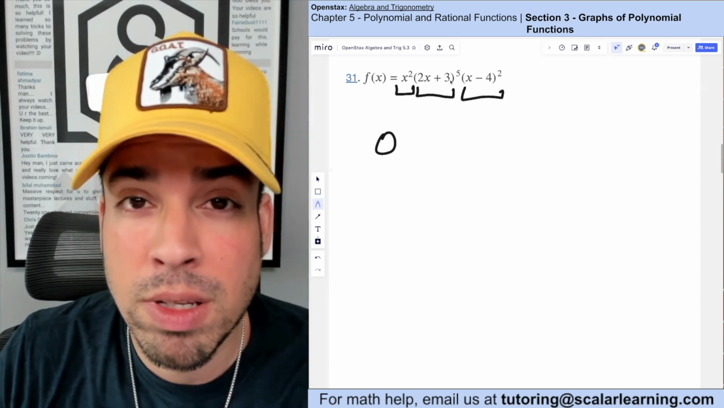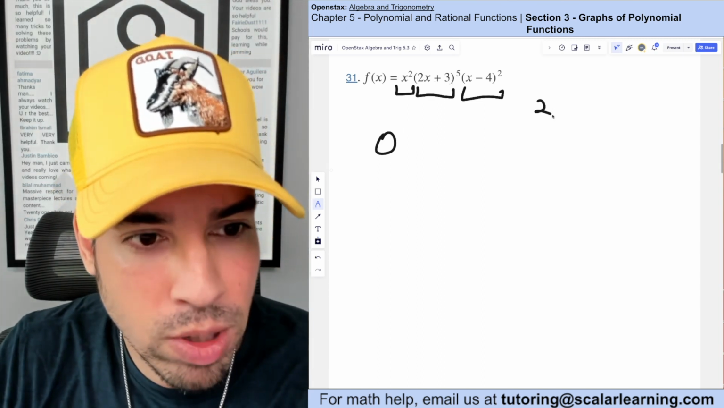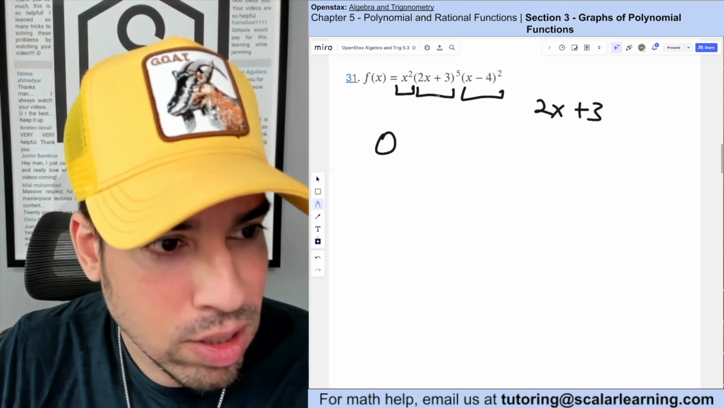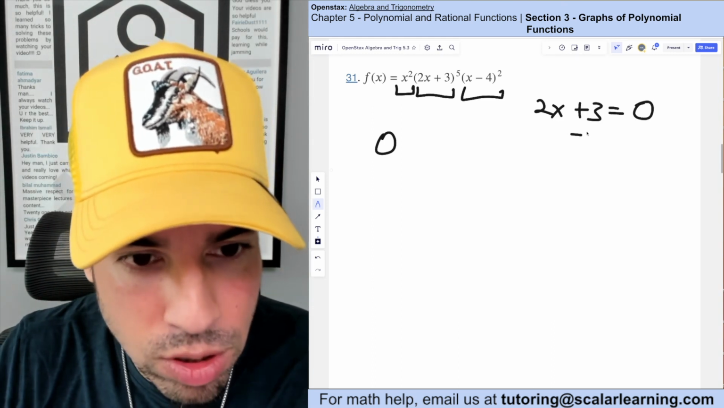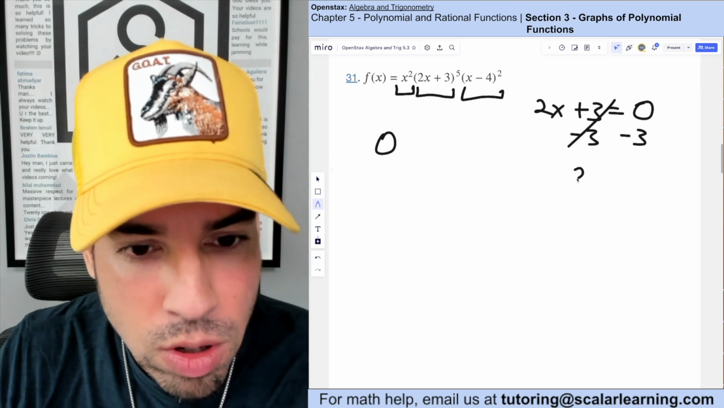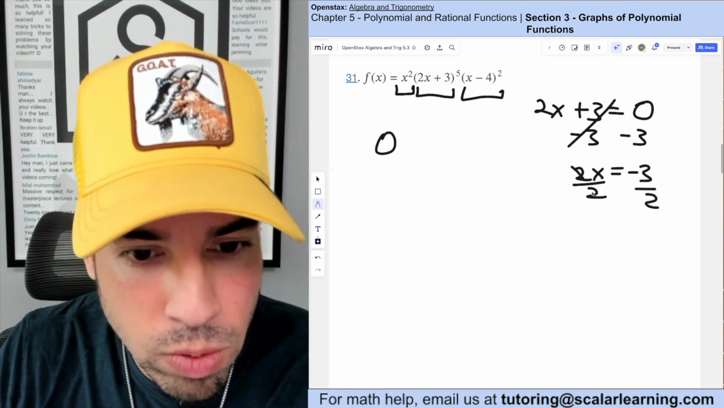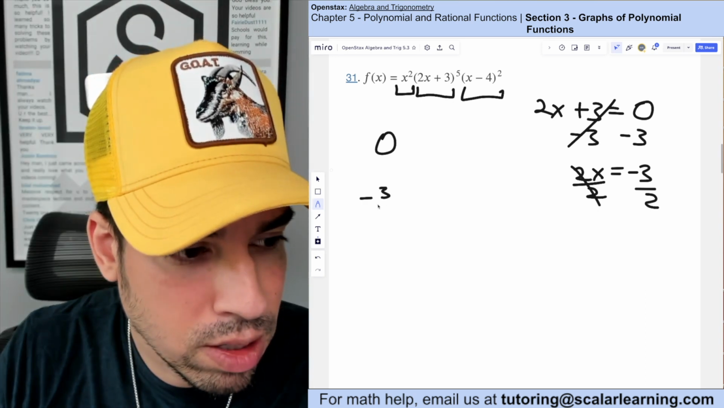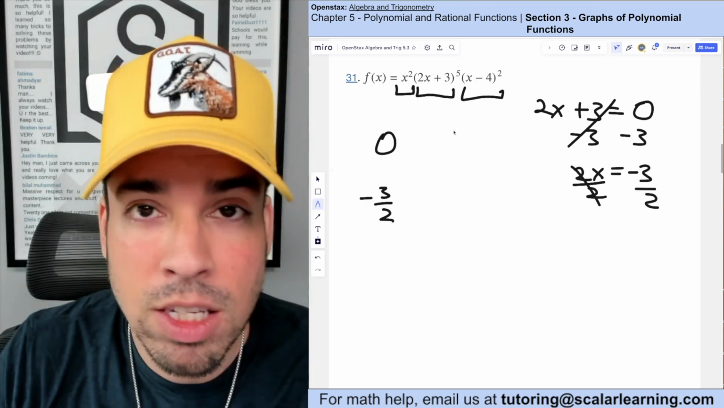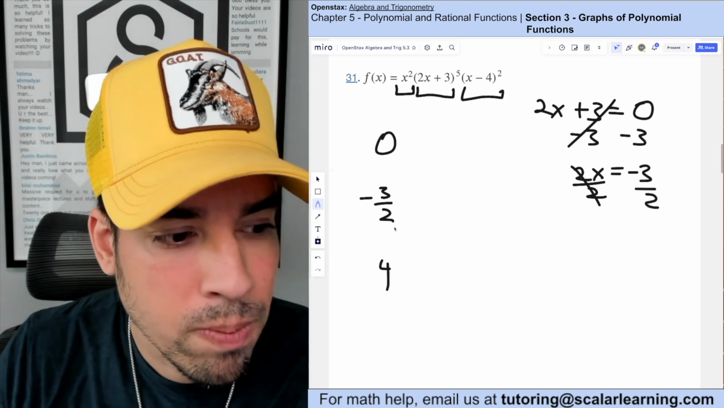For 2x plus 3, it's going to be negative 3/2. And if you're not sure how to get there, you can take that binomial and set it equal to 0 and isolate like so. 2x equals negative 3, divide by 2, and we get another zero of negative 3/2. And then last but not least, we get a zero here of 4, right?